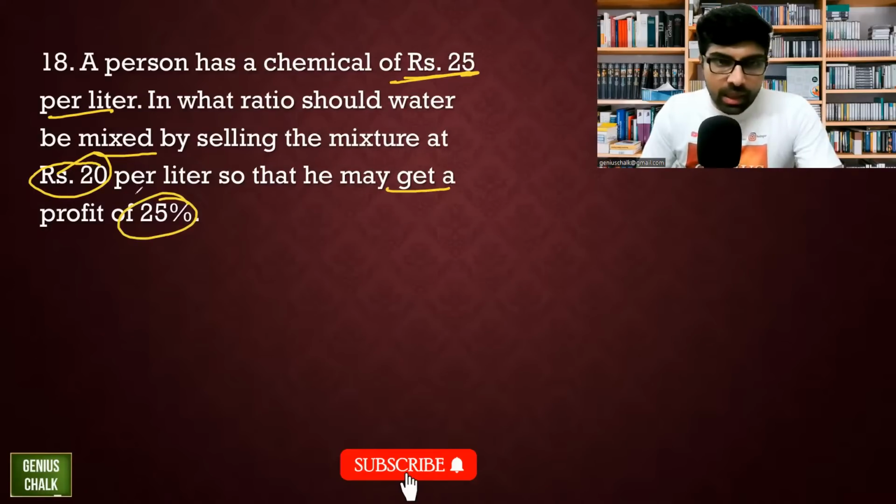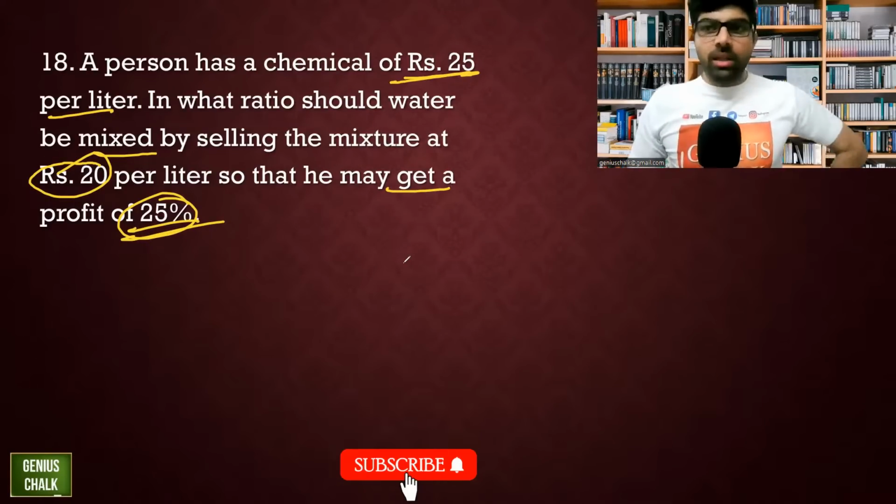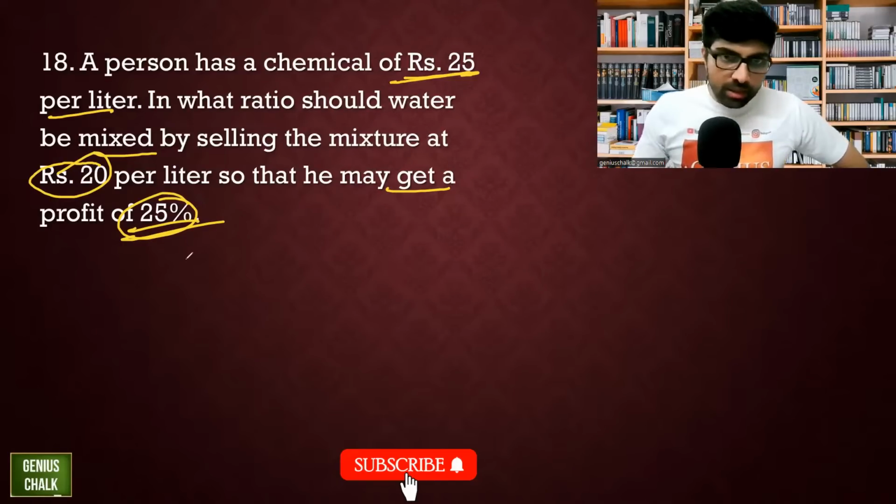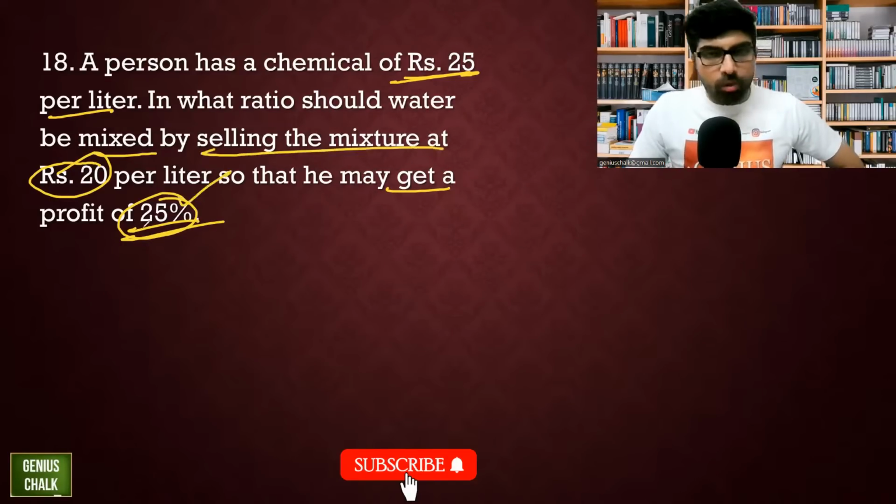Now, in this question, it is mentioning the profit percent as well. So we have to be very cautious in this question, where he is mentioning the selling price of the mixture as well as some profit percent. Now, what we need to do?